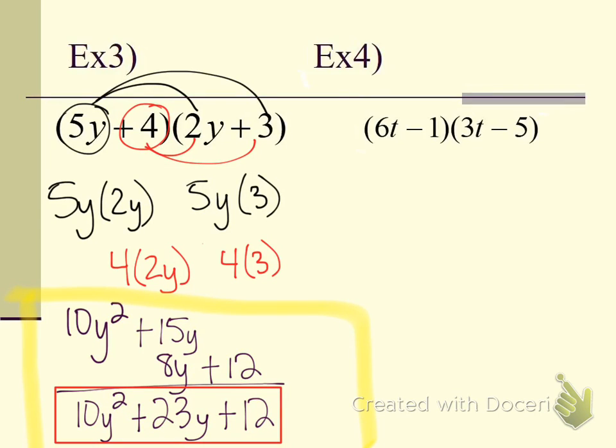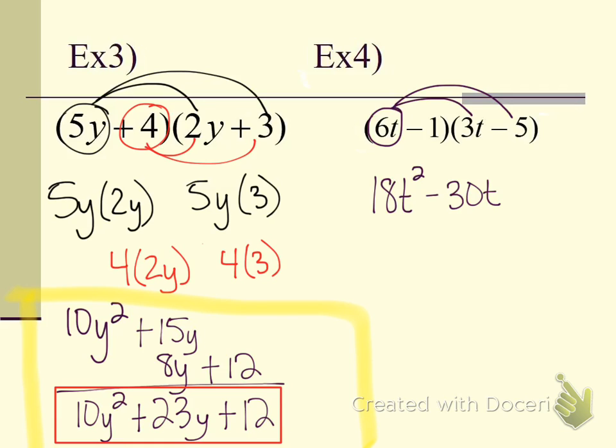All right, on number 4, what's the first thing that I'm distributing? 6t is getting distributed to 3t and negative 5. What is 6t times 3t? 18t squared. Very good. And 6t times negative 5? Negative 30t. Good. Don't drop the t on that.